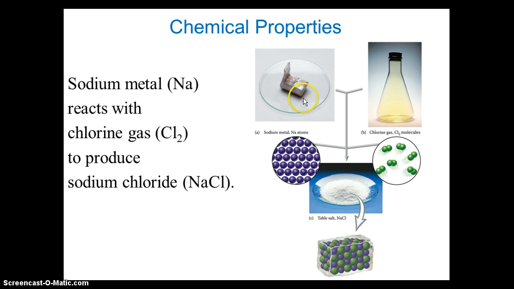You can see sodium metal in this watch glass. When you look at the micro level, these blue round balls are sodium atoms, and this is chlorine gas. At the micro level, you can see chlorine Cl2, green diatomic molecules. When they react, they produce table salt, and you can see the structure of table salt. Before, the compositions of sodium and chlorine are different, and after they produce NaCl, their composition changes. So that's called a chemical property.